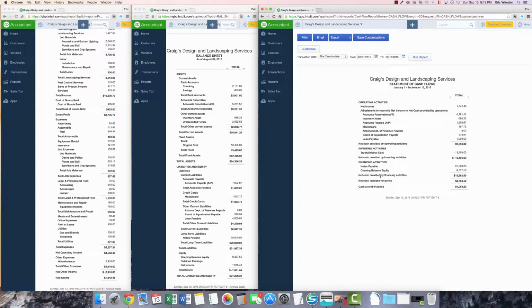And eventually we get to the bottom where we have net cash increase for the period and cash at the end of the period. Okay, and that's going to tell us where we started and where we're at now. So as you can see, net cash increase for the period is $4,063.52, and we had a zero starting balance. That's why the cash at the end of the period is the exact same figure.